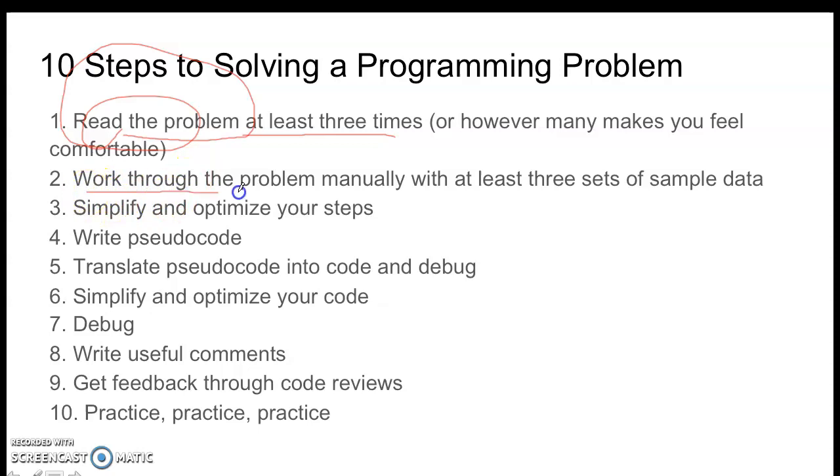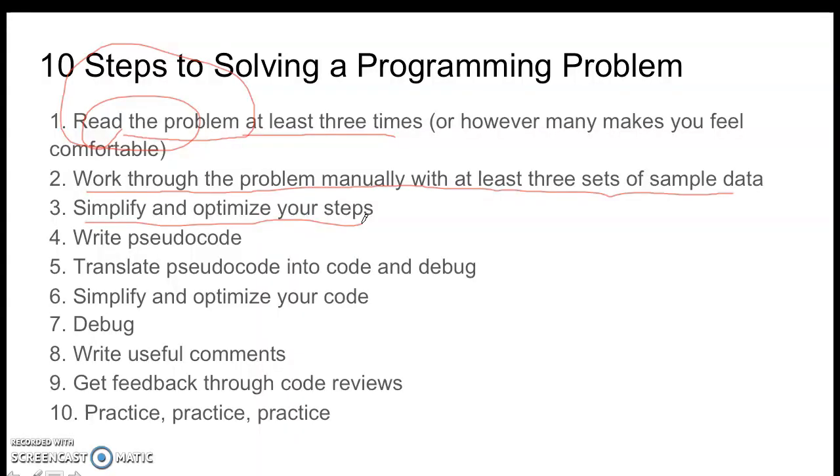Second step, you need to work through the problem manually with at least 3 sets of sample data. It means you need to test every possible thing to make sure the solution really suits your problem, and then simplify and optimize your steps. When we talk about programming, the best algorithm for you is one that is simple and optimized.